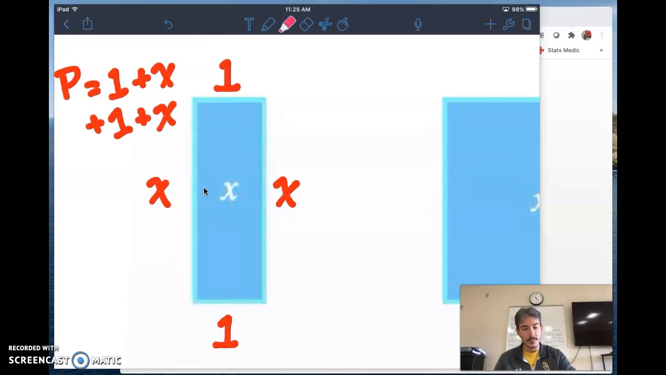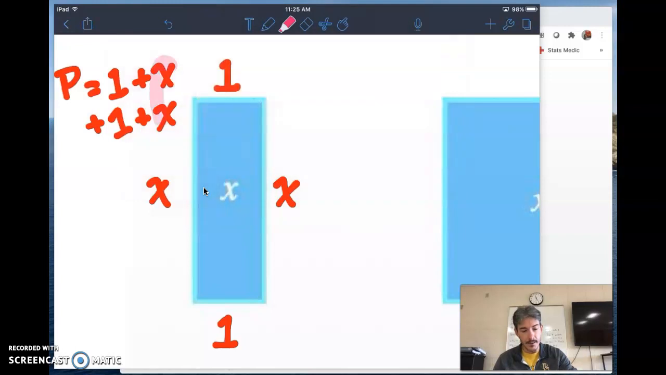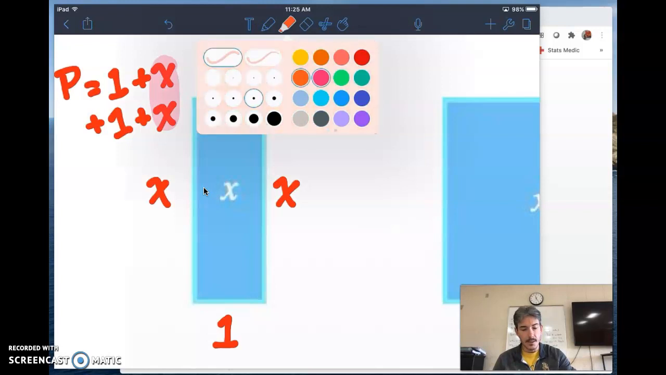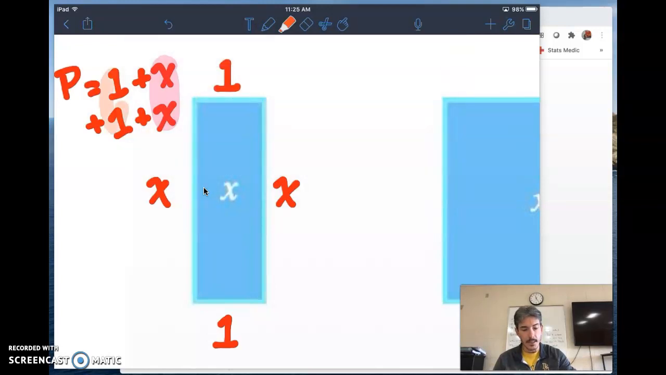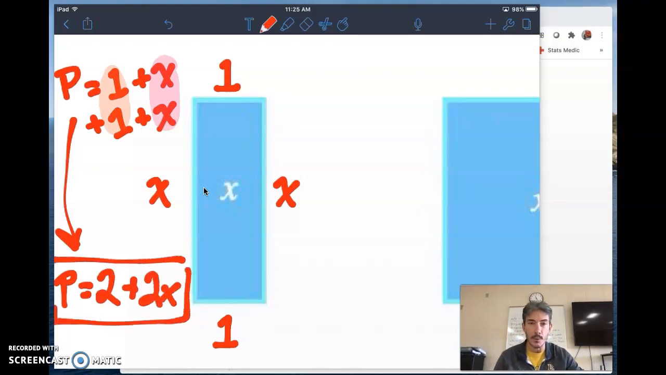Now check this out. Look how big that highlighter is. Let's shrink that a little bit. These two items can combine because they're both the exact same. And these two items can combine because, again, they're both the exact same. And when I put those two things together, I get that the perimeter is 2 plus 2x. And there is my simplified expression for the perimeter of that shape.